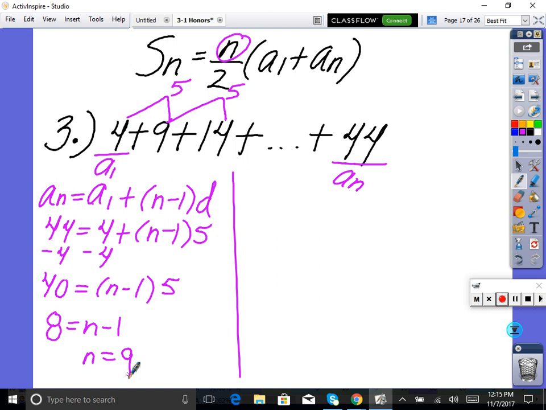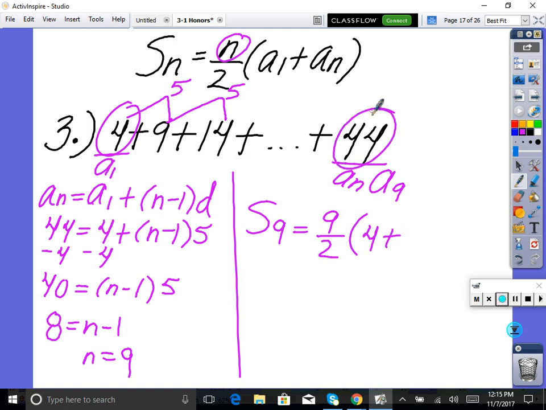That was the 9th term, and I found that using algebra. So this is a sub 9. Now we can use our formula. S of 9 is equal to 9 divided by 2 times a sub 1 plus a sub n.